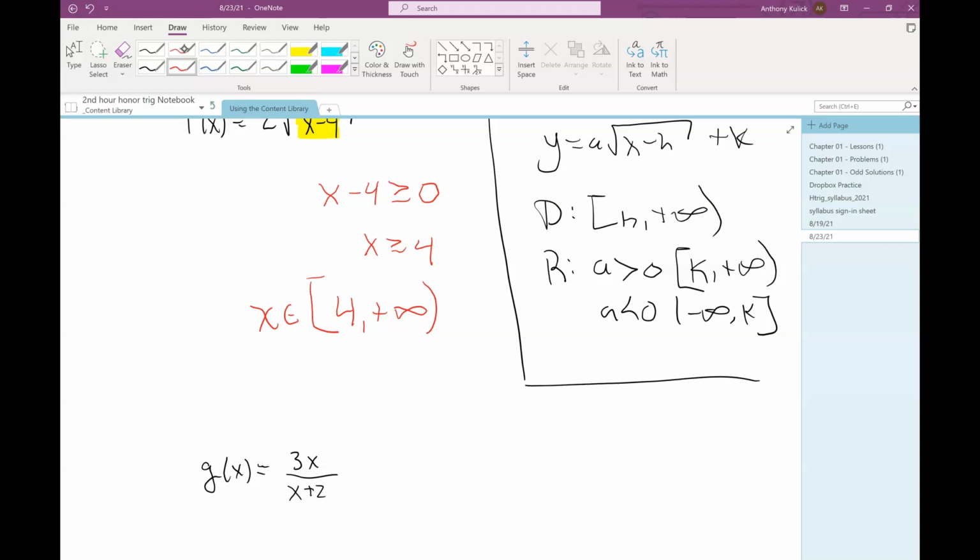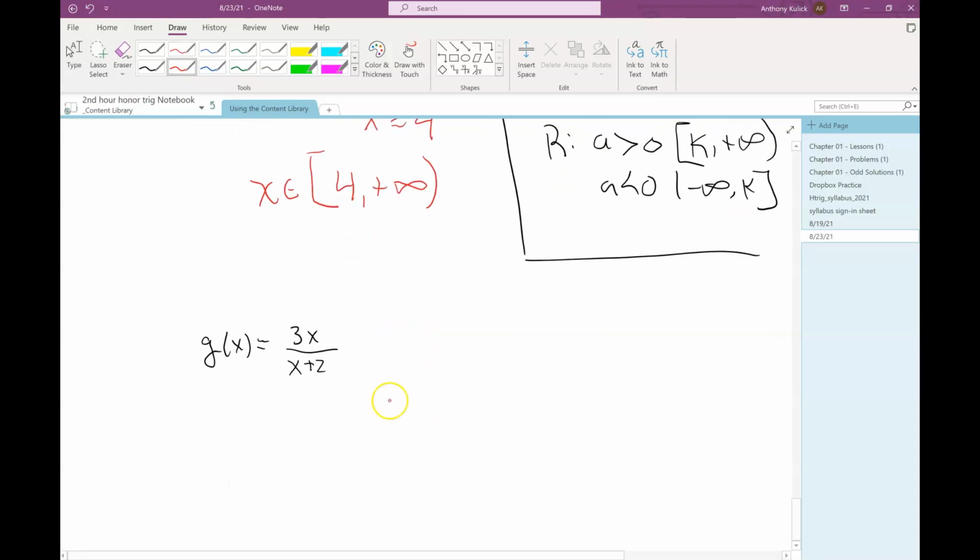Division. Why can division be a problem? Good, we can't divide by 0. The denominator of our fraction cannot equal 0. So I'll just go ahead and write that. I can subtract 2 from both sides to get that x is not equal to negative 2.